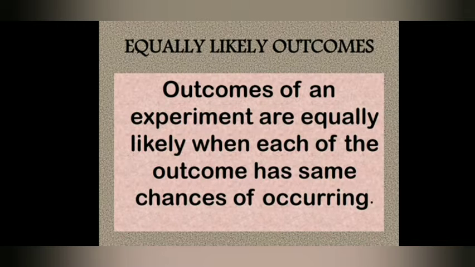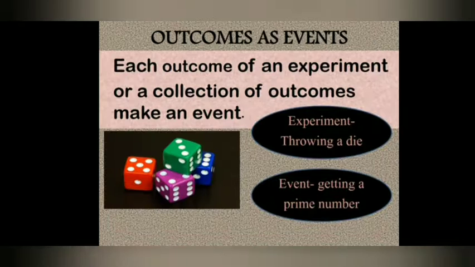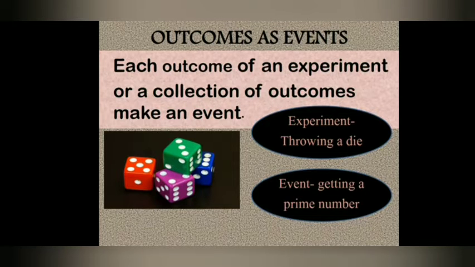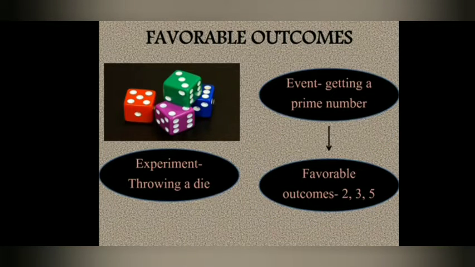Outcomes of an experiment are equally likely. What becomes an event? Each outcome of an experiment, or a collection of outcomes, makes an event. Listen, children: each outcome of an experiment or a collection of outcomes. So many outcomes are possible in an experiment, and such a collection makes an event.